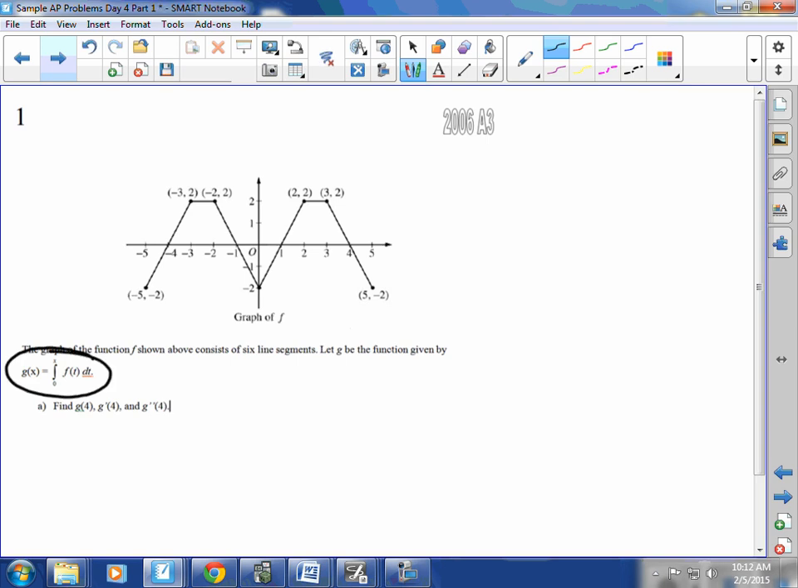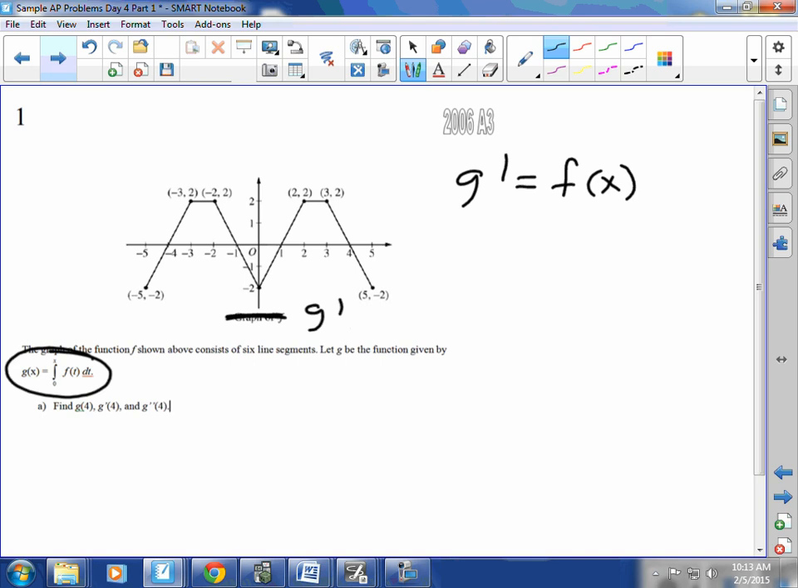Tell me the derivative of g of x. The derivative of g of x turns out to be f of x. So g prime is f of x. Found the derivative and I wrote it down. I have made that claim. Which means technically I can go over here and say, no, this is the graph of g prime.